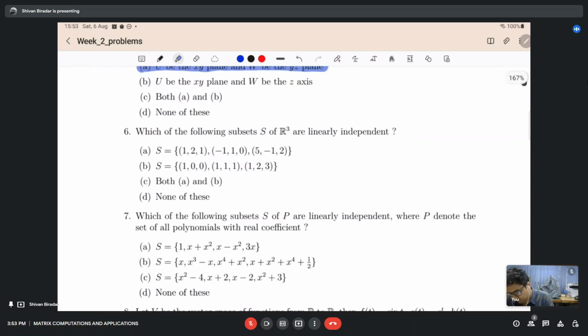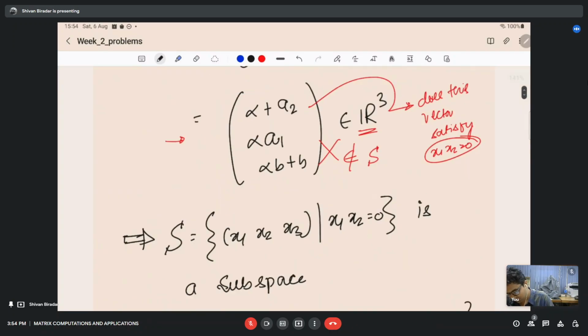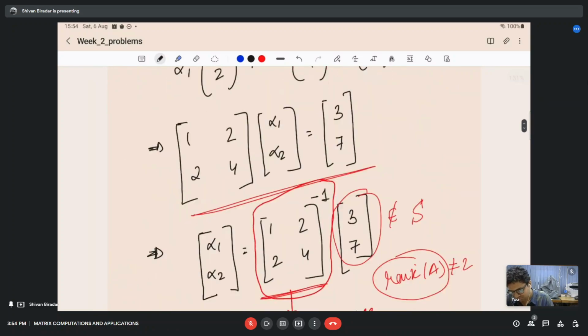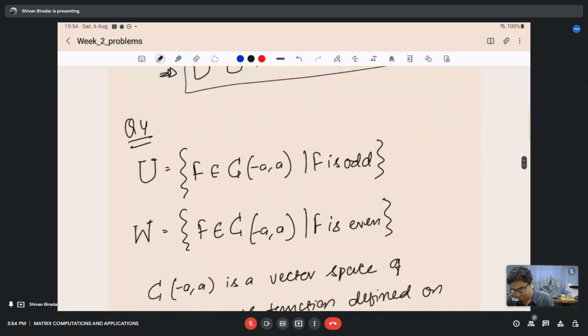Now moving on to the sixth question. The question here is, which of the following subsets S of R3 are linearly independent? So the question is whether the set S contains linearly independent vectors. Set S has (1, 2, 1), (-1, 1, 0), (5, -1, 2). You can solve this using trial and error, but it might take you the whole day. There is a simple thing; it's very easy actually.